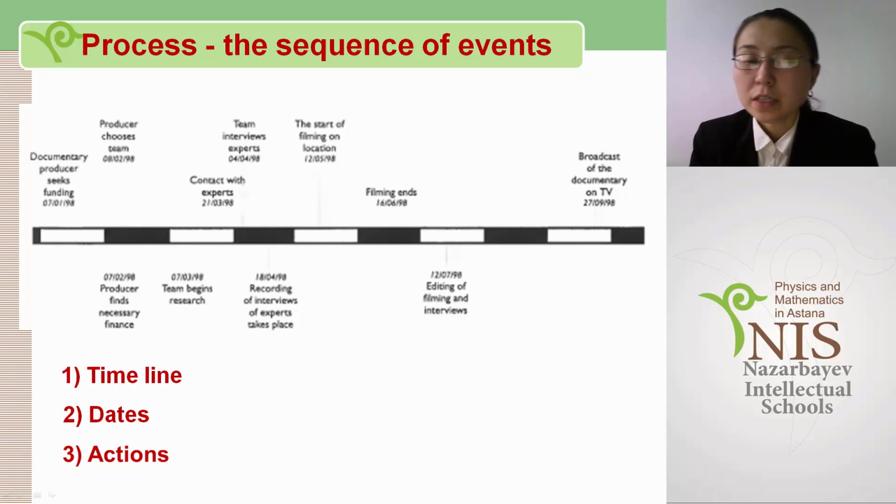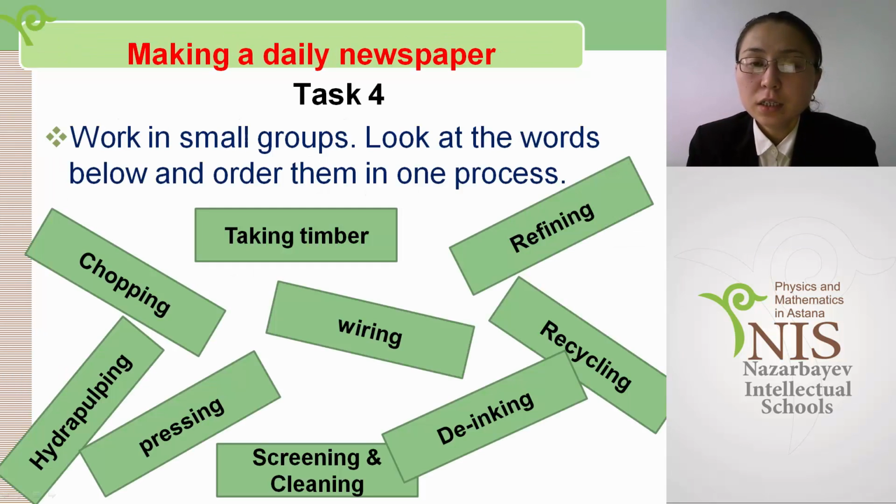Okay, now let's come back to this line chart again. We need to have the timeline itself, the dates, and the actions. And in this case, it will be a process, the specific sequence of events. But if we don't have dates, but just actions, we can make a general sequence of events. Now I want you to work in small groups and to look at the words below and order them in one process.